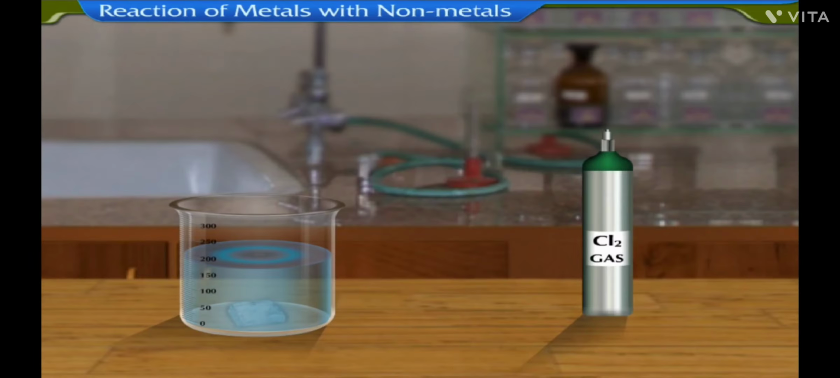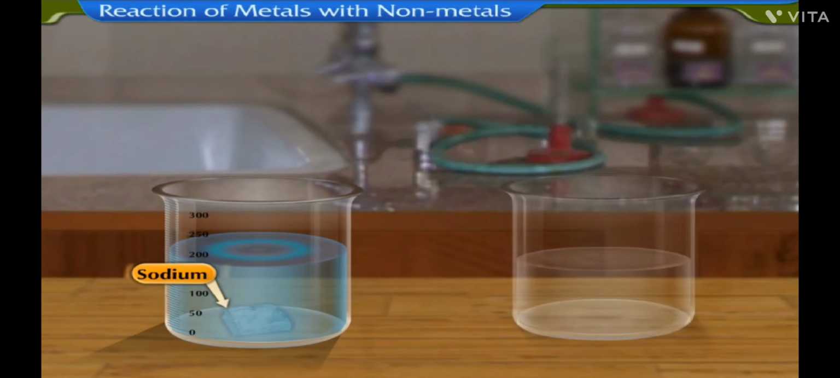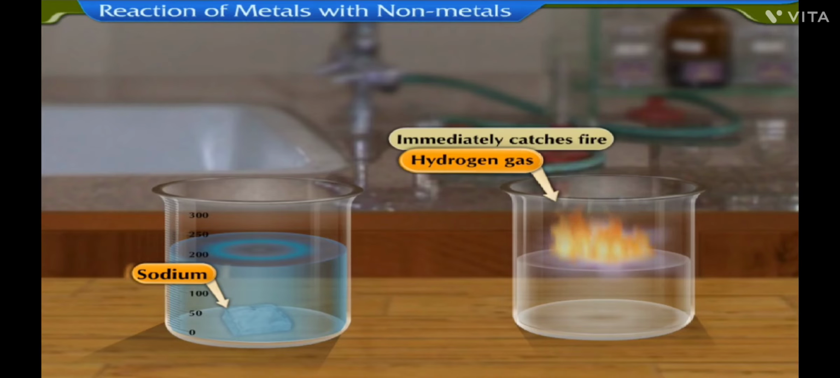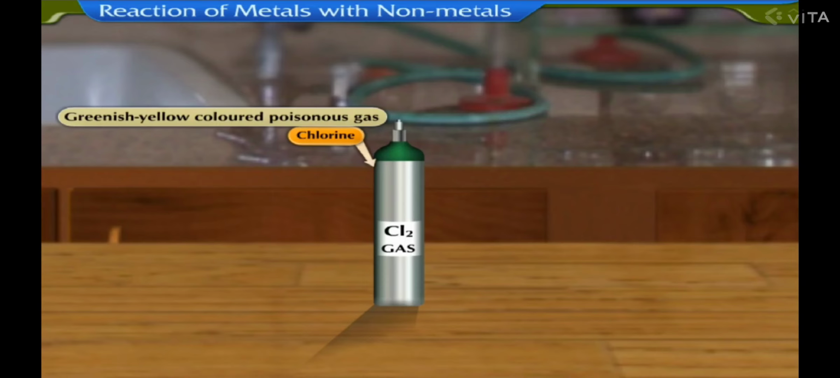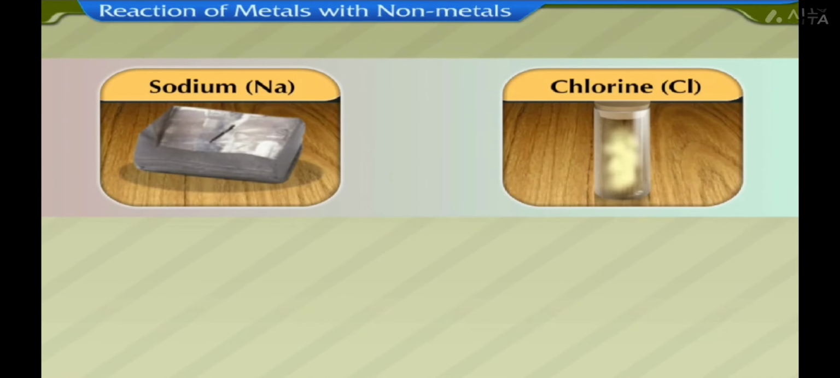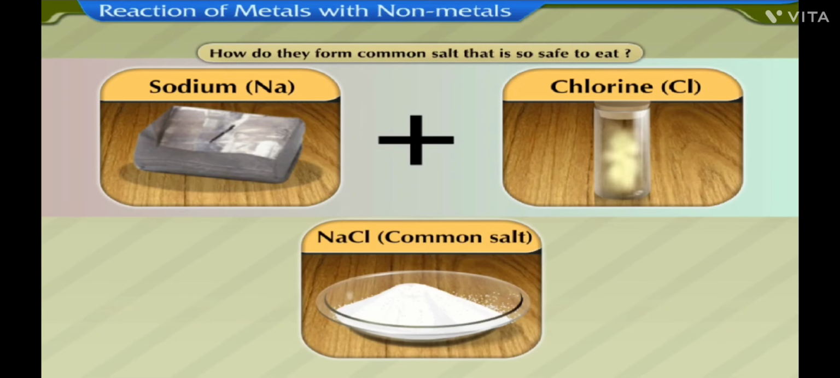Now let us concentrate only on the 2 elements, sodium and chlorine. Sodium is a silver-colored metal. It reacts violently with water to produce hydrogen gas. This hydrogen gas immediately catches fire. Chlorine, which is a non-metal, is a greenish-yellow-colored poisonous gas. It was used as a chemical weapon in World War I. Both these are dangerous substances, but when they are brought together, how do they form common salt that is so safe to eat? Let us discuss the formation of sodium chloride.